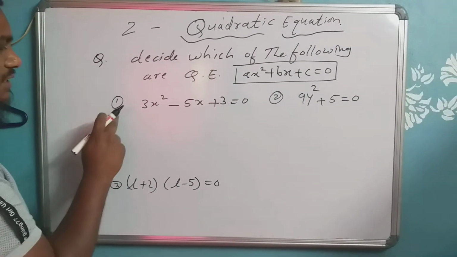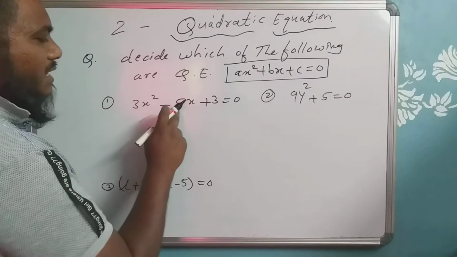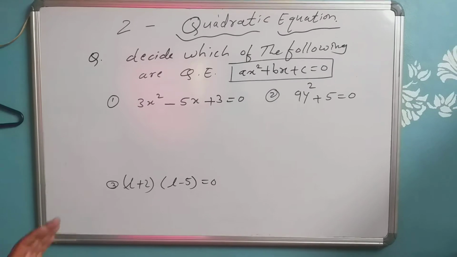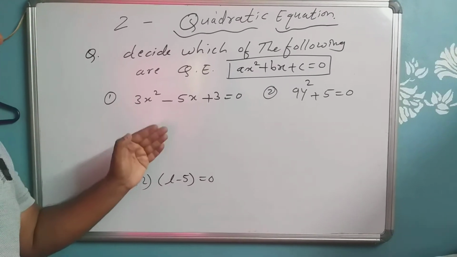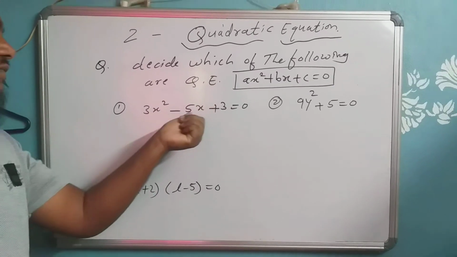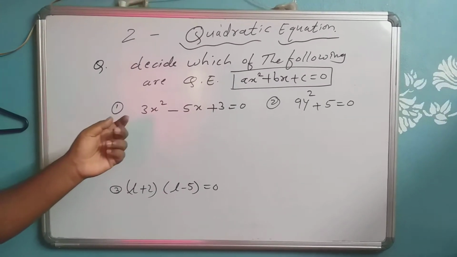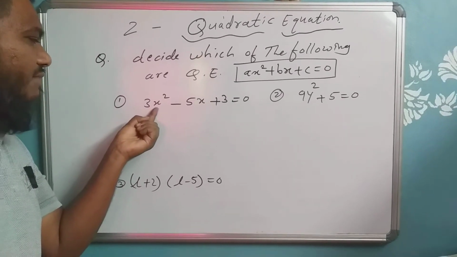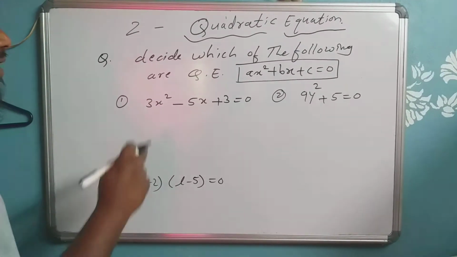Now the first equation is given: 3x square minus 5x plus 3 is equal to 0, in which we first of all have to identify the variable. What is the variable? In it, x is the variable. The alphabet x is used for writing this quadratic equation, and in this equation, x has index 2, or power 2.